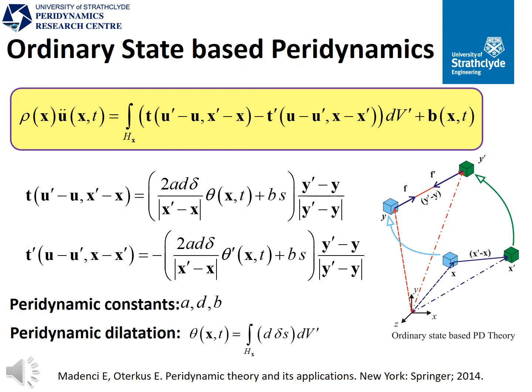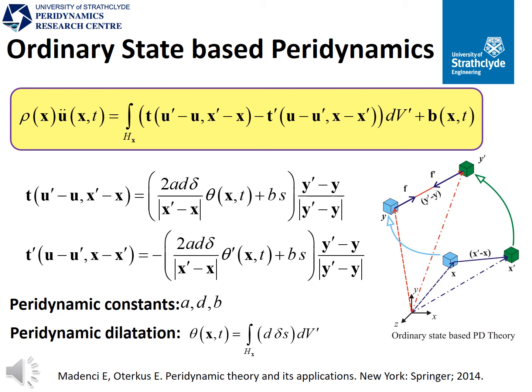In ordinary state-based peridynamics, we can express the peridynamic force between material points in slightly different form. Here is the equation of motion in ordinary state-based peridynamic form. The first term on the right-hand side is the force that material point x prime is exerting on x. The second term on the right-hand side corresponds to peridynamic force that material point x is exerting on x prime.